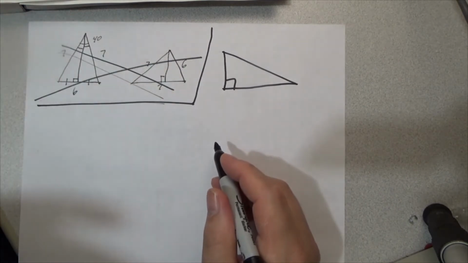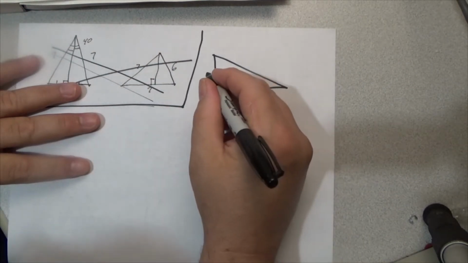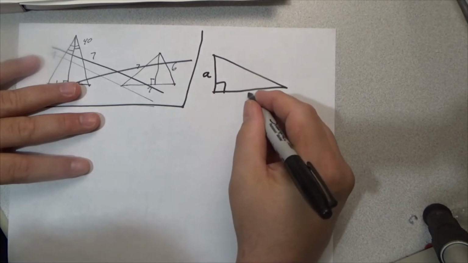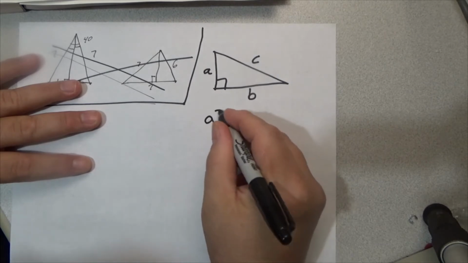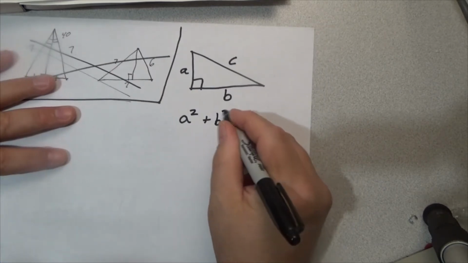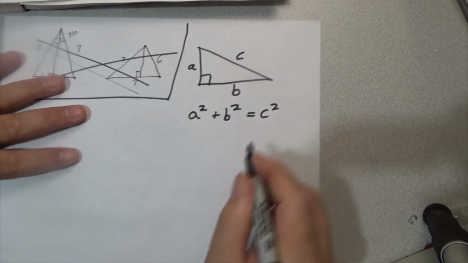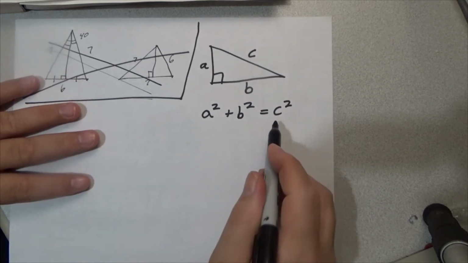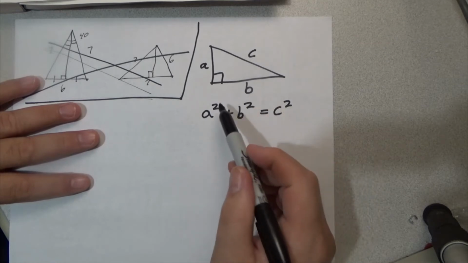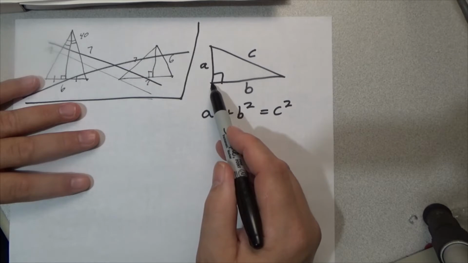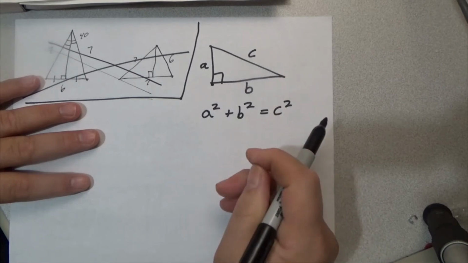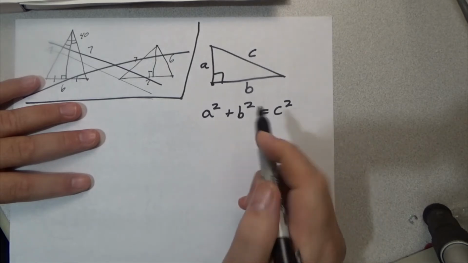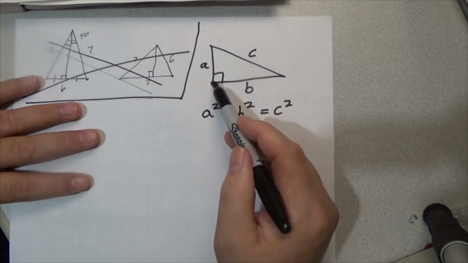The Pythagorean Theorem states that a squared plus b squared equals c squared. Now, c is the side that is opposite the 90 degree angle, always. C will always be the one that is opposite the 90 degrees. That is also called the hypotenuse. The hypotenuse is opposite the 90 degree angle.